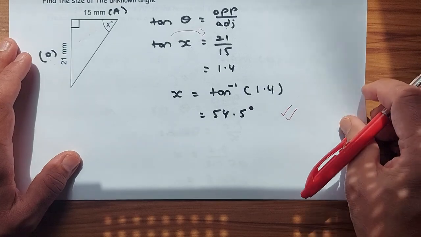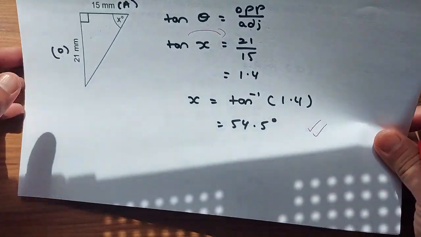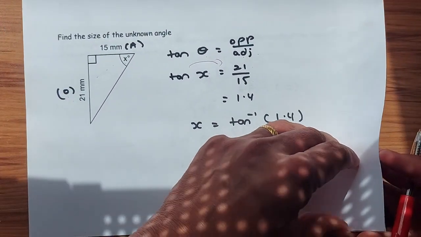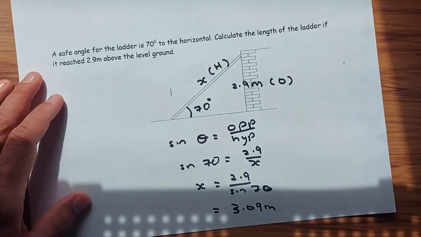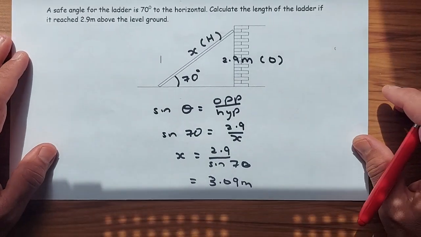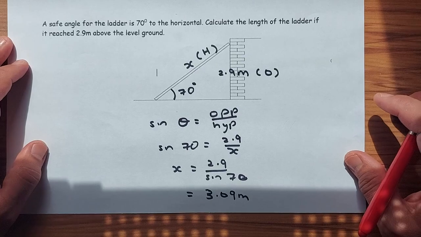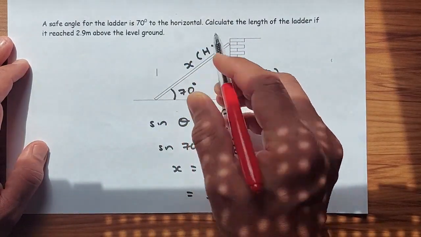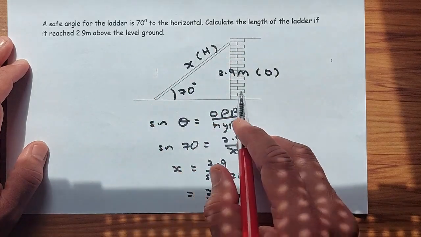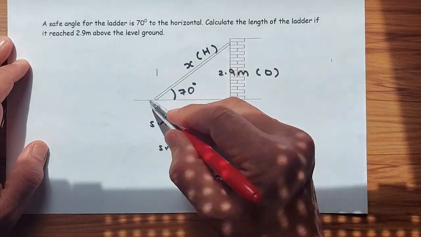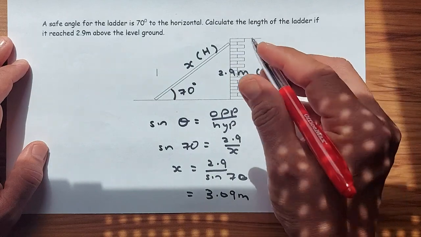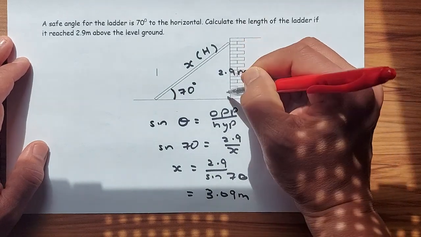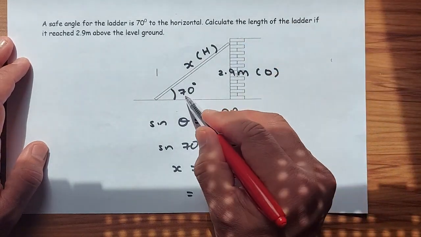Great, good. The last but not least, we are going to do a word problem. The word problem is similar, but you need to decipher it so you'll be able to draw the triangle. In this case, they draw the triangle for you. A safe angle for a ladder is 70, so that is 70 degrees to the horizontal. Calculate the length, so we're going to calculate this length here. If the ladder reaches 2.9, so the height is 2.9. So again, we need to label. This angle is given.